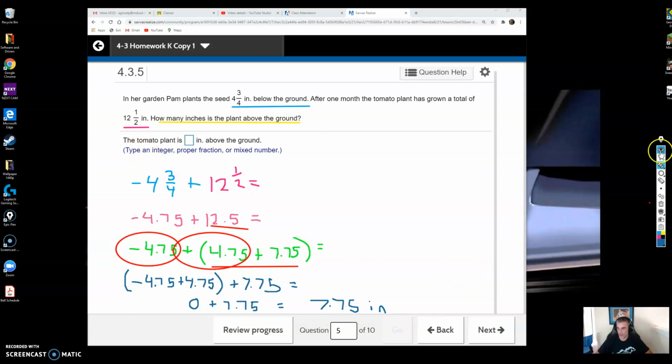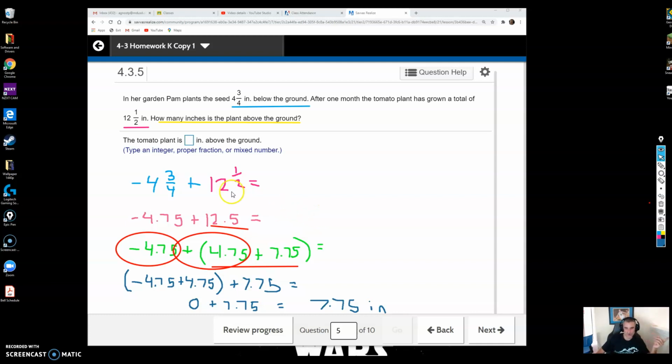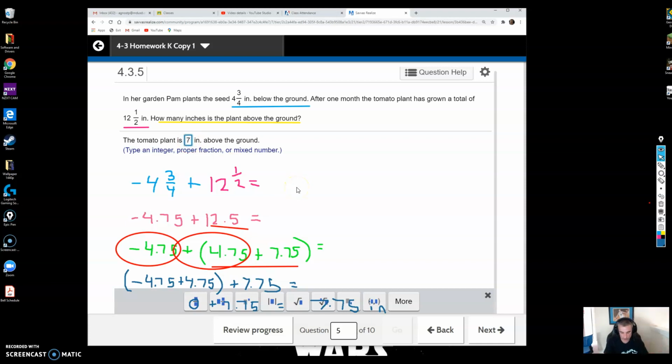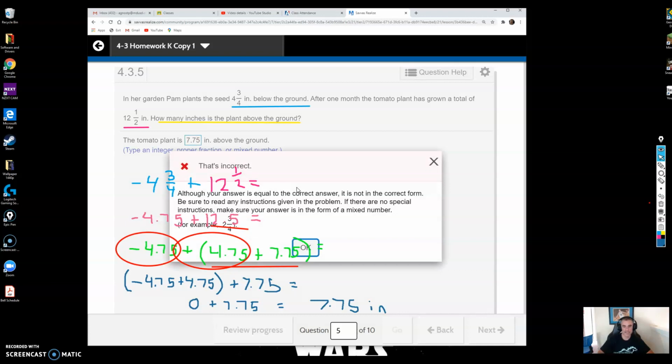It says, now always make sure how it wants the answer. It says type an integer, proper fraction, or mixed number. Okay, this is important because if I put in 7.75, watch what happens. It's going to mark it wrong, and I wish it didn't. See, it says, although your answer is equal to the correct answer, it is not in the correct form, right?